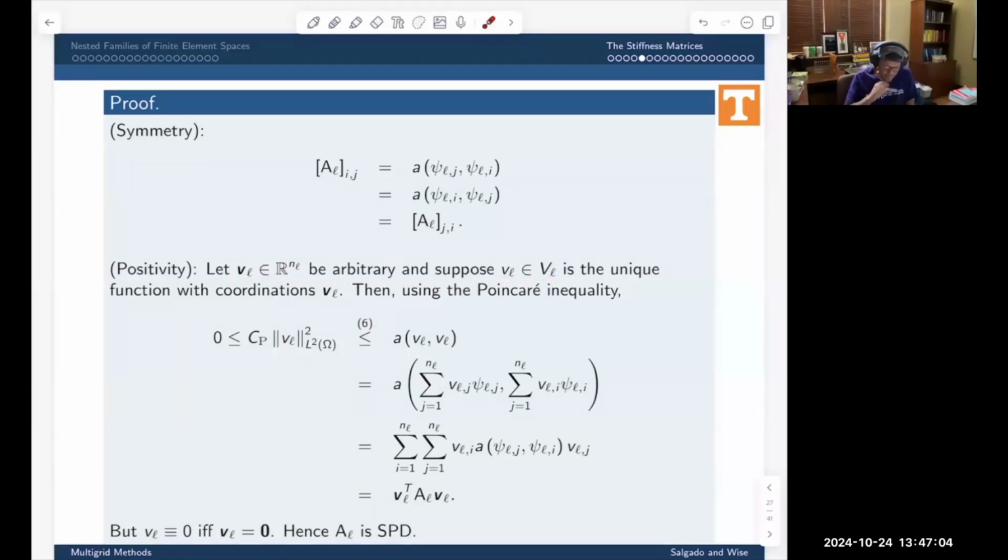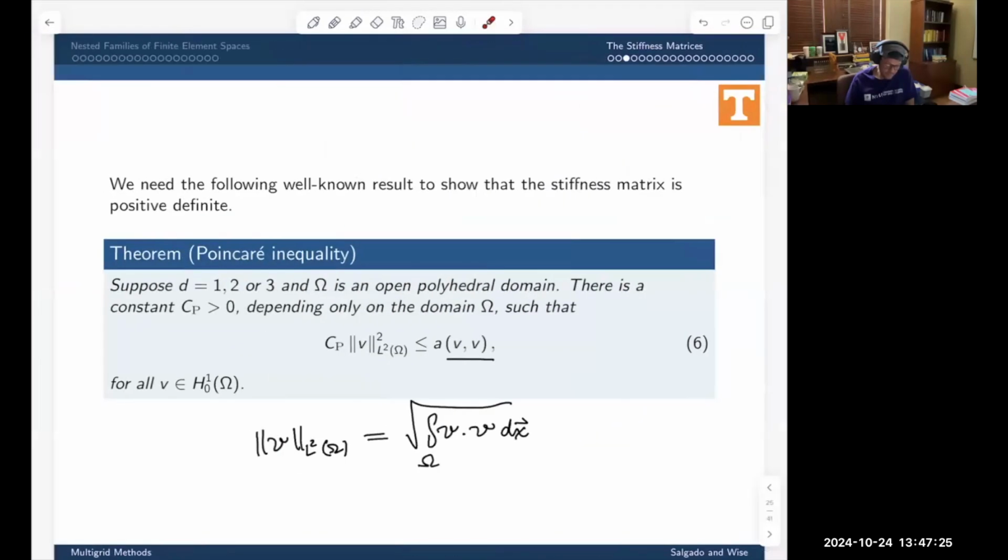All right. And there's only one function. It has to be unique because of the uniqueness of basis representations of functions that have that coordinate representation VL. Now, using the Poincare inequality, we use Poincare with respect to VL, right? Because Poincare was something that we found for functions, and they hold for all V in H0 minus 1.